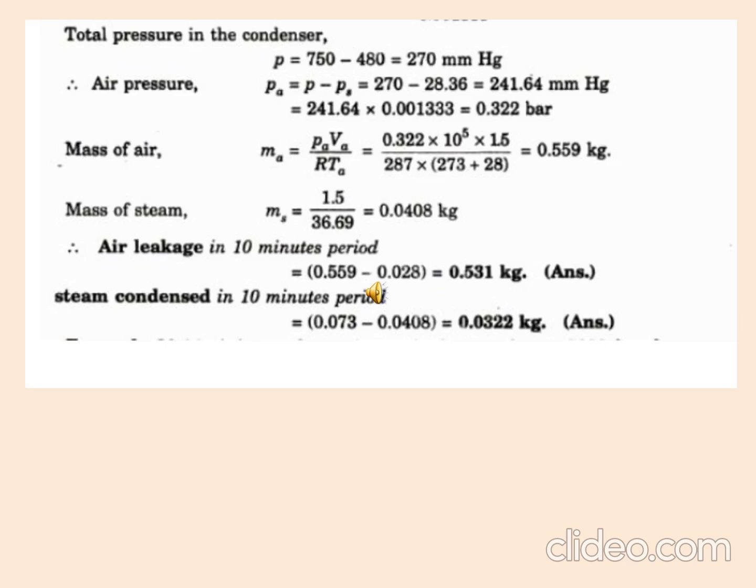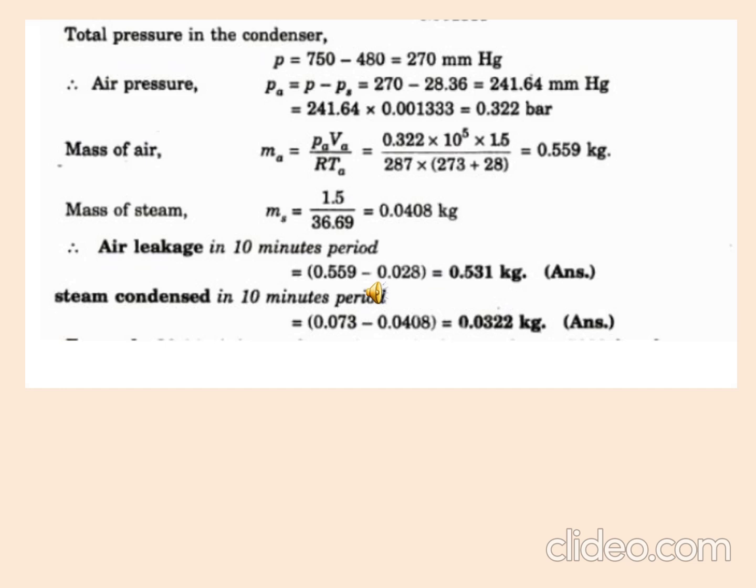So total condenser pressure is 750 minus 480. For 28 degrees it is 480. So 750 minus 480 equals 270 mmHg. Now if we find out the air pressure, we know that P equals Pa plus Ps, so Pa equals P minus Ps. So 270 minus 28.36 is 241.64 mm of Hg. If we convert it into bar, multiplying by 0.001333, it will be 0.322 bar.